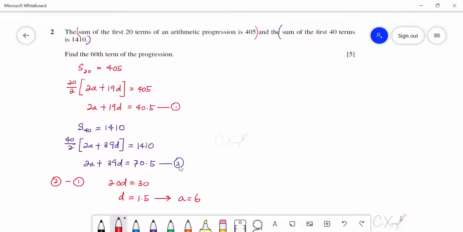To answer the question, they want us to find the 60th term. So T60 will be equal to a plus (n minus 1)d, right? What values can we substitute in? a will be 6, n minus 1 will be 59, d will be 1.5. From here, you'll get the value for T60, which equals 94.5. So this is how we solve question number 2.